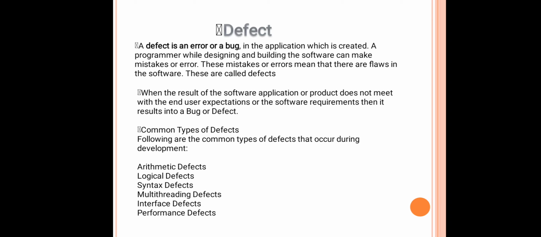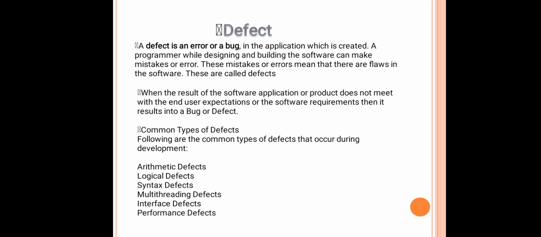Then the next one is a defect. So what is meant by defect? A defect is nothing but an error, or we can say a bug, in the particular application that is created by the developer. A programmer, while designing and building the software, can make mistakes or errors. We know that any programmer designing an application or building software will make particular errors or mistakes. These mistakes or errors mean there is a flaw in the software, and that is called a defect.